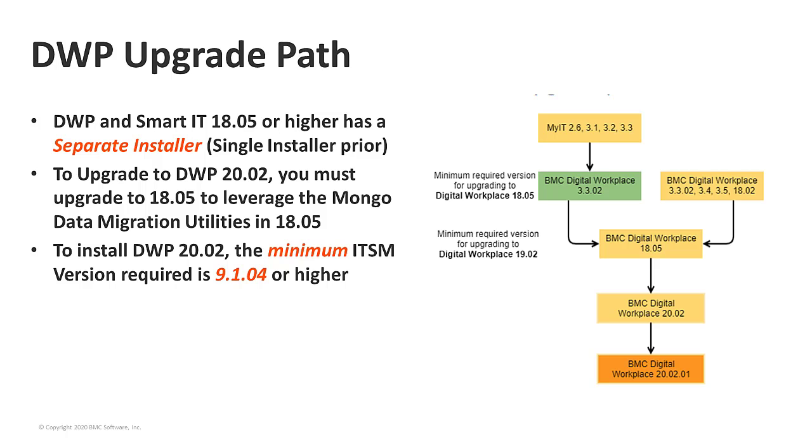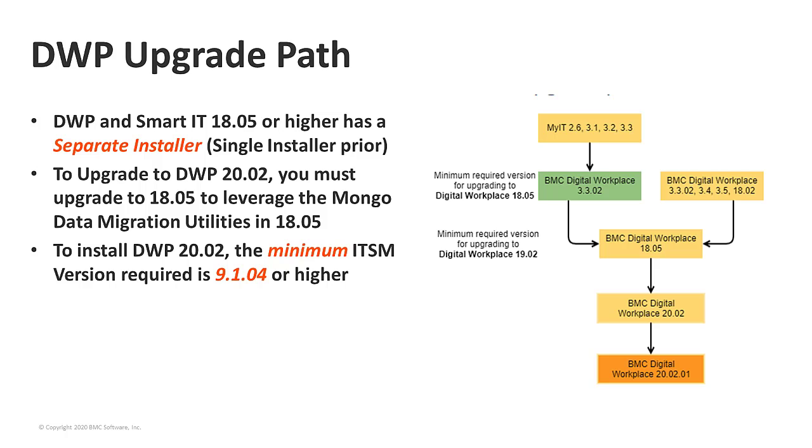So depending upon the version you are coming from, you have to upgrade BMC Digital Workplace in a certain way to get to BMC Digital Workplace 2002 version in order to get some of the social data that was saved in a Mongo and a combined Smart IT DWP database.